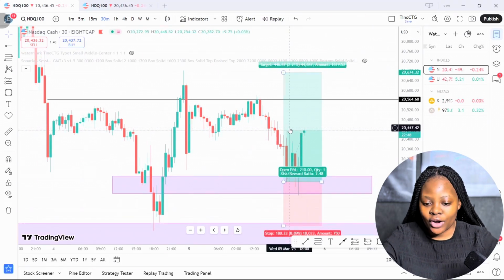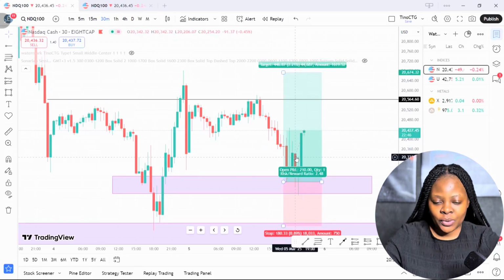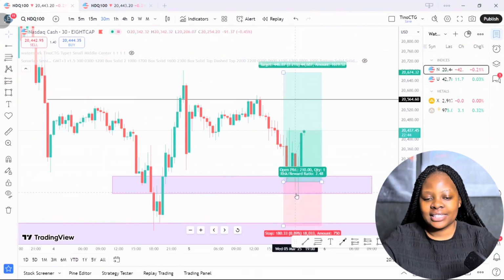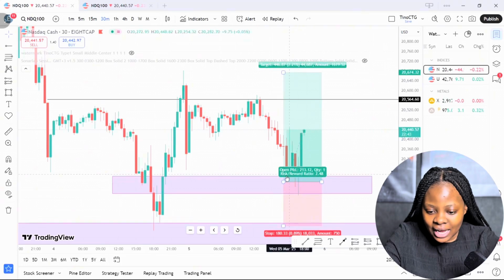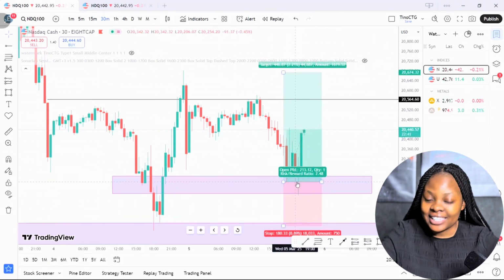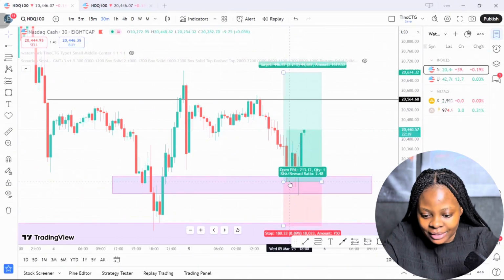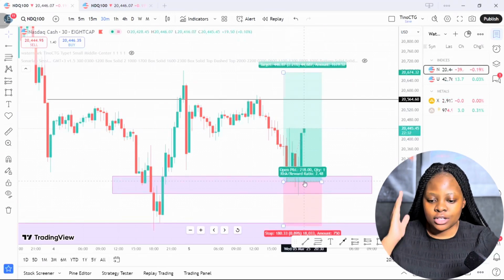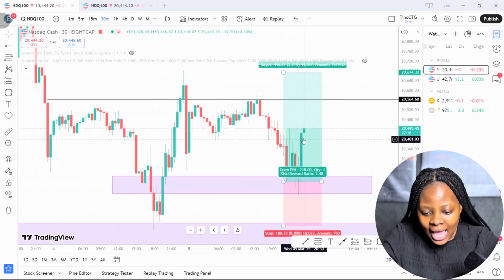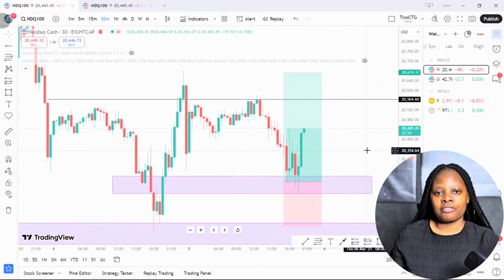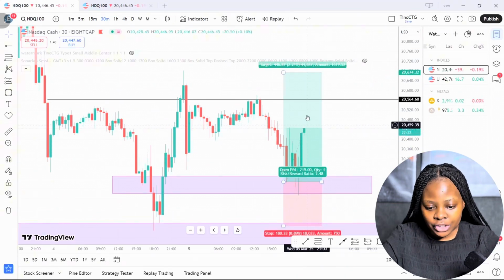The sellers dropped the price with this wick right here, showing that yes, they're stepping in, but the buyers rejected the sellers straight up, and they pushed it up again. The sellers really tried to take the market, but again and again the buyers said no, we are now in charge. And you can just see the bullish engulfing candle that then came, and the market just kept pushing up.